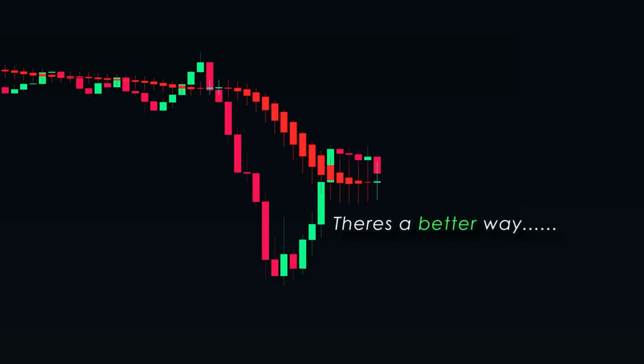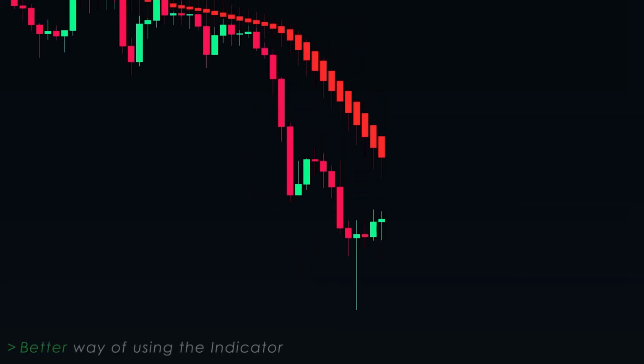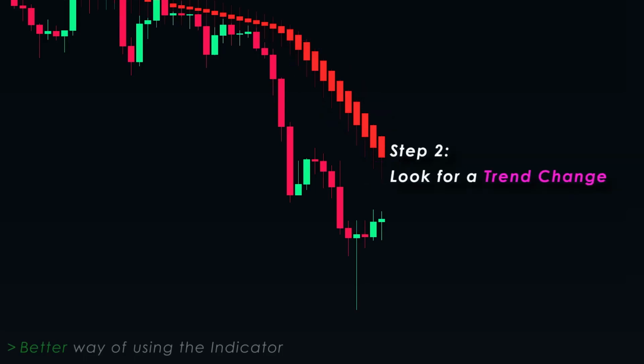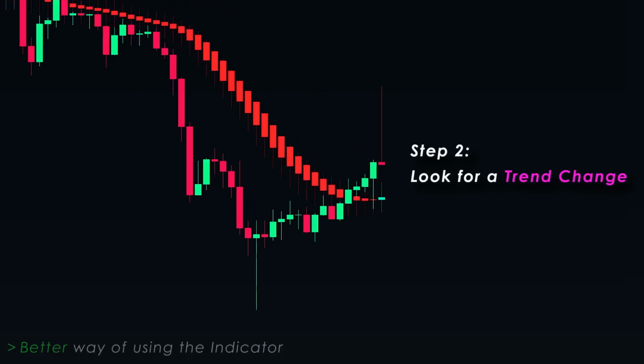Now, I'm going to reveal a better way of using the Smooth Heiken Ashi indicator. The first step is you want to find a strong existing trend, like in this example. Here, you can see that the price is going down while the indicator is displaying large red candles, indicating that the price is on a strong downtrend. Once you've identified the trend, the next step is to look for a trend change. And we can do that by waiting for the Heiken Ashi candles to show signs of a trend reversal. And as you can see here, the candles gradually become smaller and smaller before finally switching to a green color. So now we have our trend change.